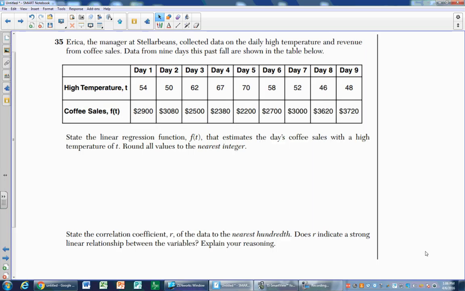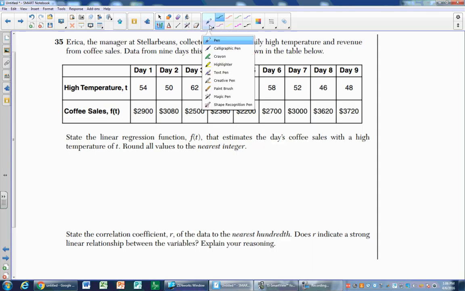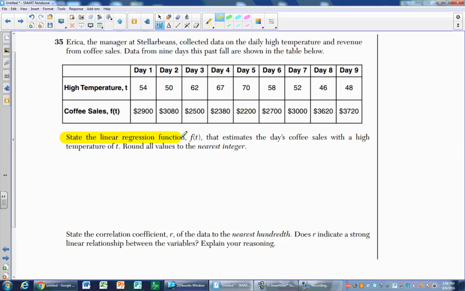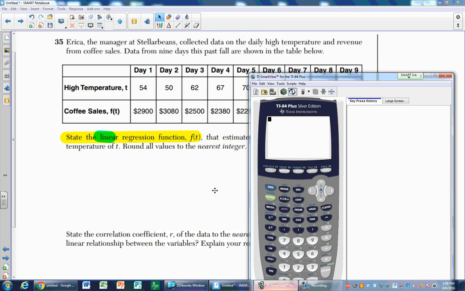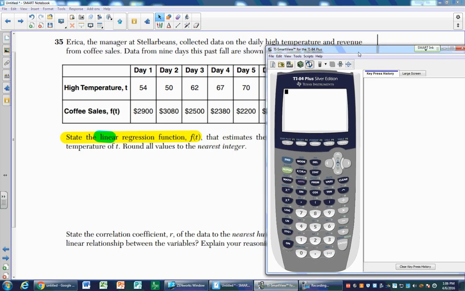And right now we're going to talk about how to find a linear regression. Now, don't get really upset when you see "state the linear regression of the function." It just means find the equation of the line. Okay? Very simple. Linear looks like line, and that's exactly what it is. So find the equation of the line. One of the easiest ways to do it is to use your graphing calculator.